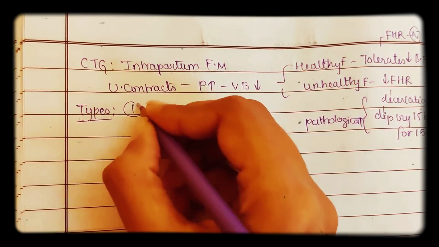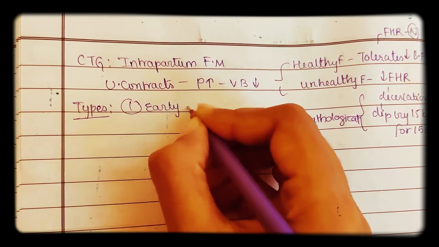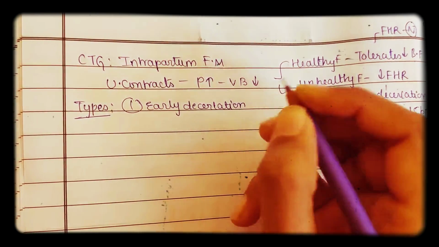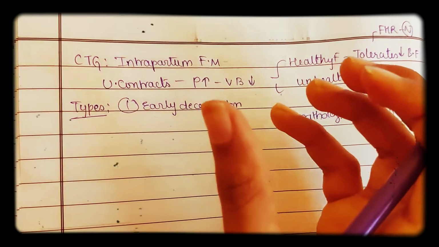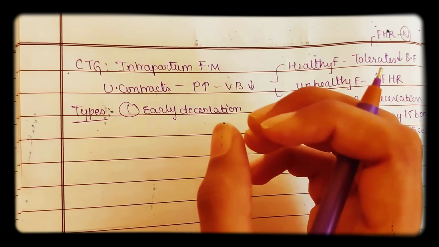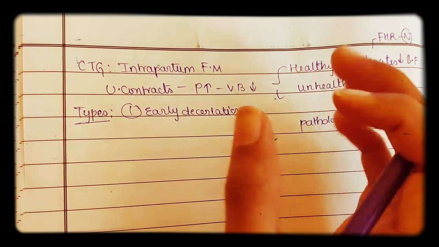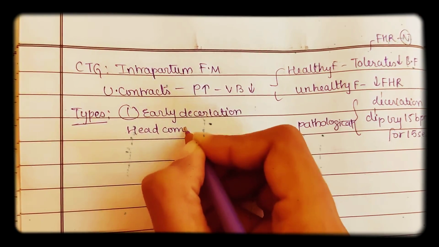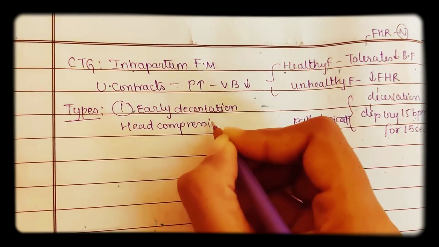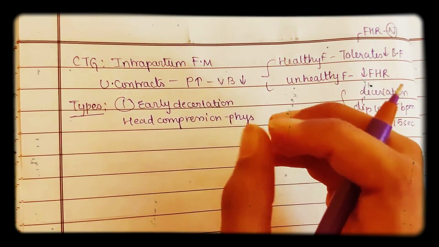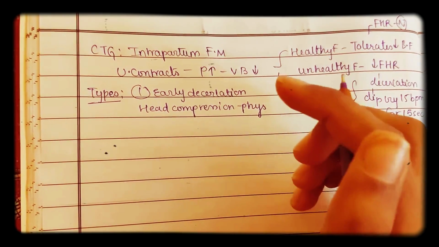So the first one is early deceleration. It is mainly due to head compression, which is physiological. When the uterus contracts, the head compresses when coming out, especially during labor. Okay, and that is physiological. Head compression is physiological. Onset of dip should coincide with the onset of uterine contraction.